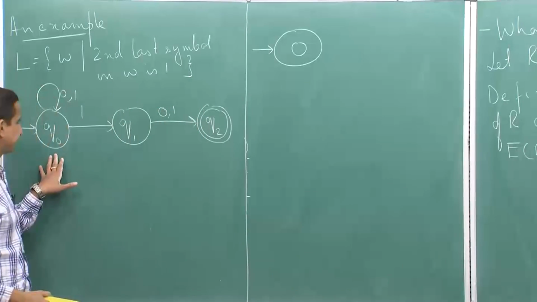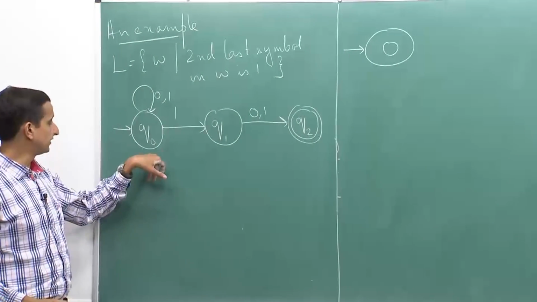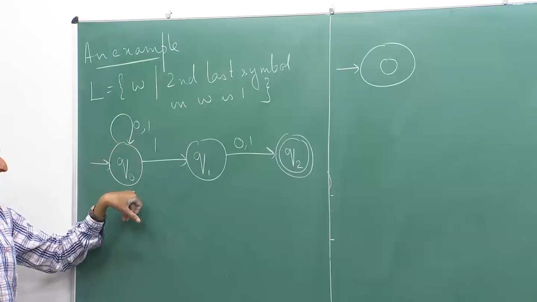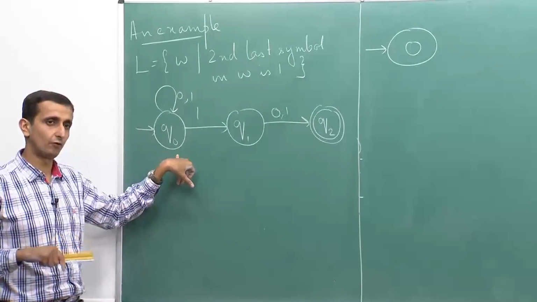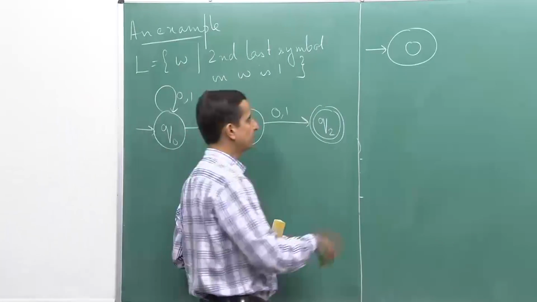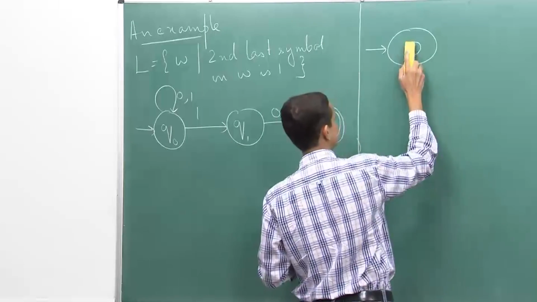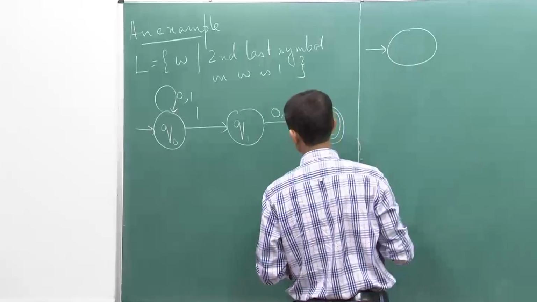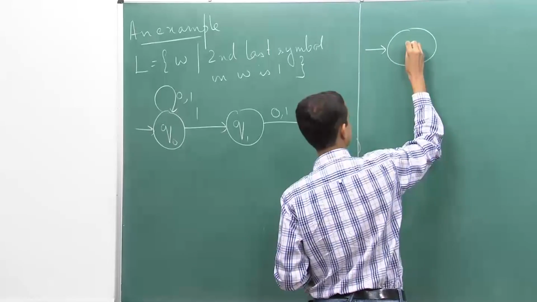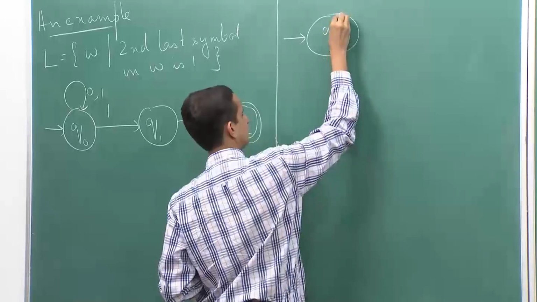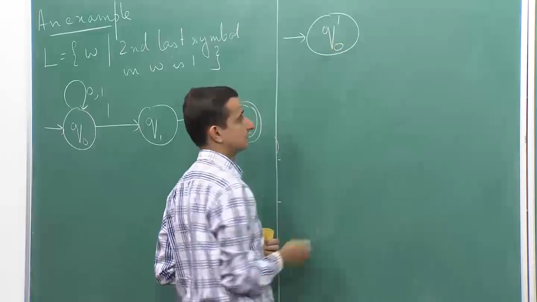Now, what happens at Q0? At Q0, if I see a 0, I stay at Q0. Okay, I stay at only the subset Q0. So, I will do a similar thing here. Okay. So, I will just change this a little bit. So, just to avoid confusion, let me call this state Q prime 0. Okay.